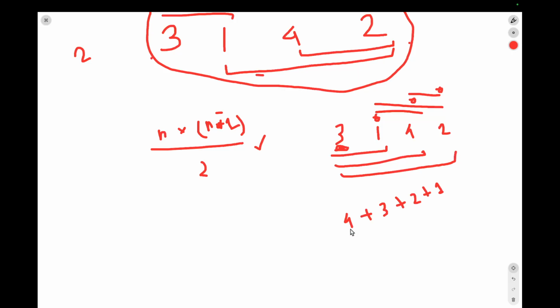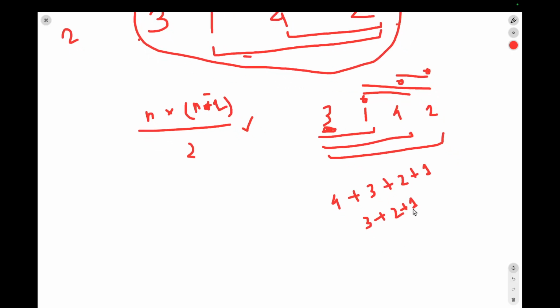So we cannot take 4 plus 3 plus 2 plus 1, because we cannot take this one. So there are 3, then 2, then 1, then 0. So that is 3 plus 2 plus 1. So what is that? The first one plus the last one, divided by 2, into the number of elements, that is 3.